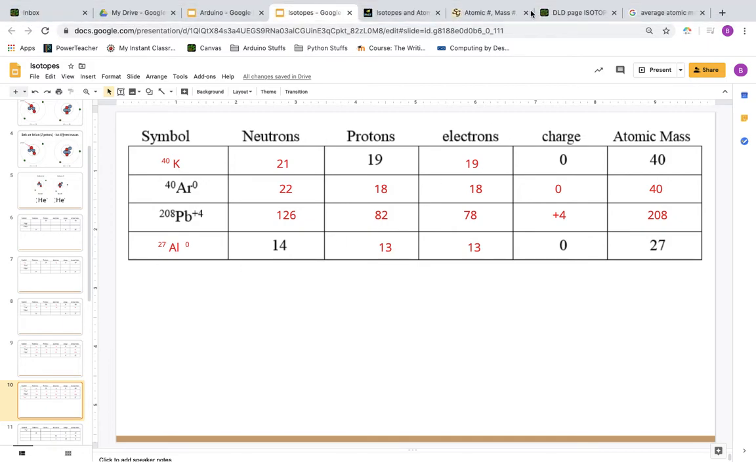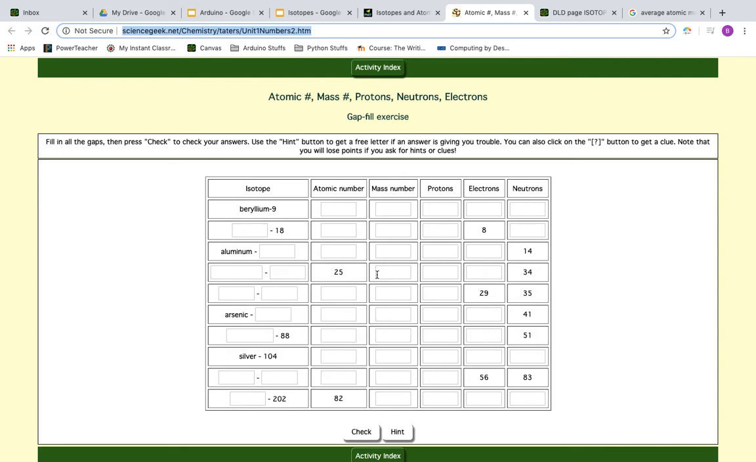So these take some work. I've put a link to this sheet here. This sheet will be helpful for you. This sheet will help you think through how these work. This says beryllium-9. That means it's beryllium with a mass number of 9. Beryllium is beryllium, which means it has an atomic number of 4, so it has 4 protons. It has a mass number of 9. 9 things in the nucleus, so it must have 5 neutrons. And there's no charge. None of these have a charge, so the number of positive things must be equal to the number of negative things.